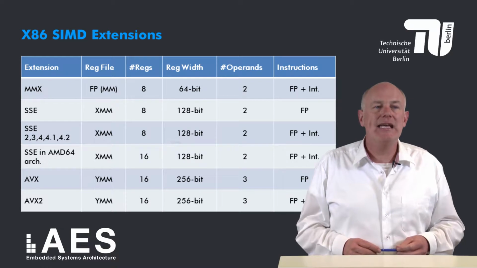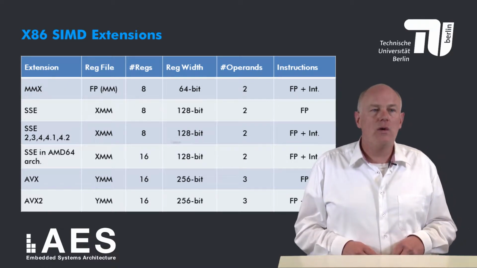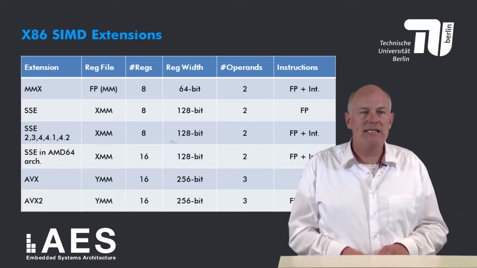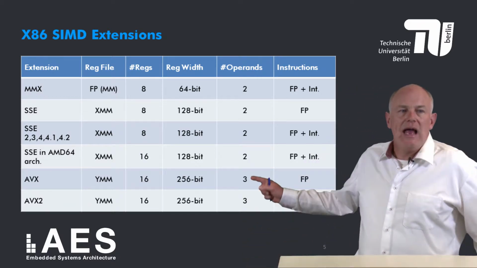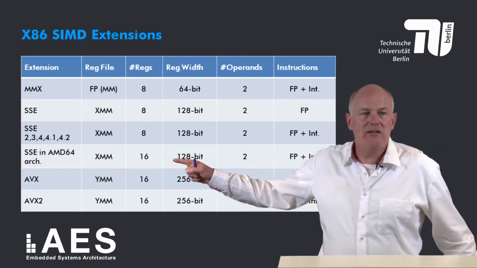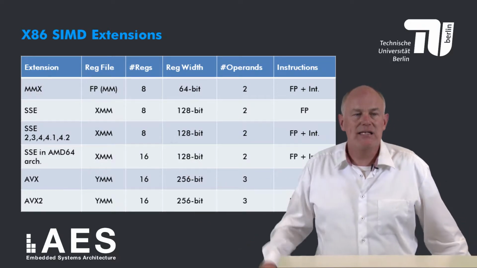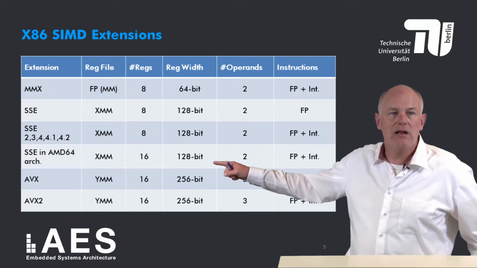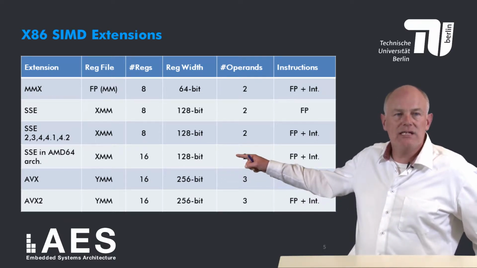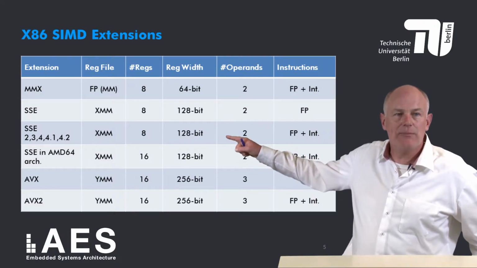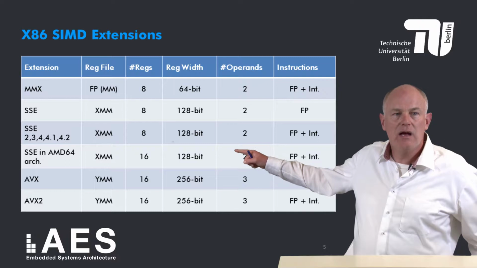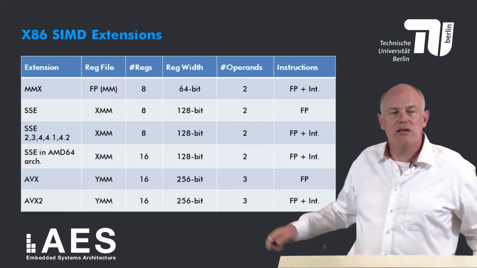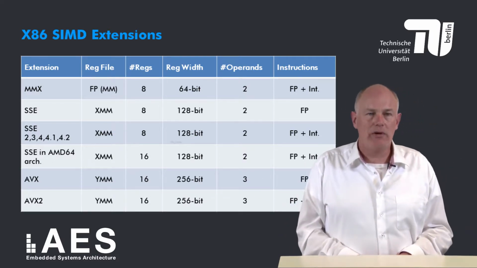Then came all the SSE extensions, and also AMD, which is a competitor of Intel, introduced its own SSE extension. And then Intel switched to advanced vector extensions, AVX and AVX2, very recently. There we have another register file, more registers. The other registers are kept for binary compatibility reasons, but also the register width has increased, and Intel started supporting instructions with 3 operands.